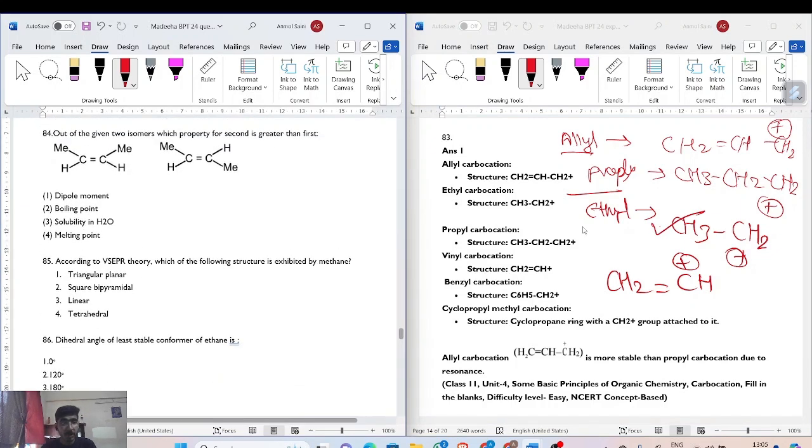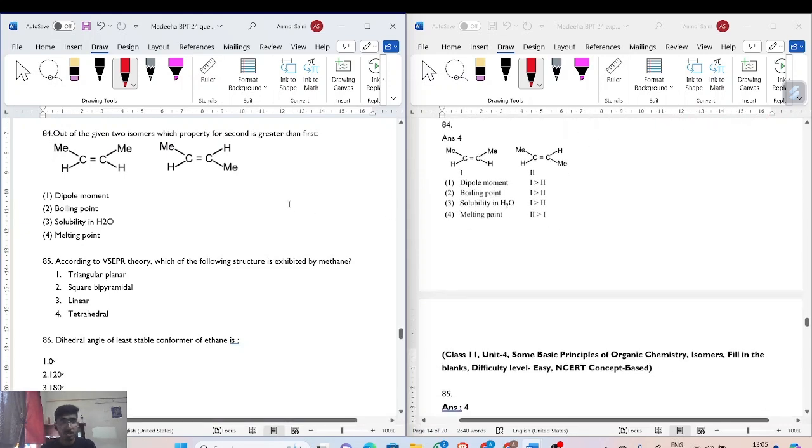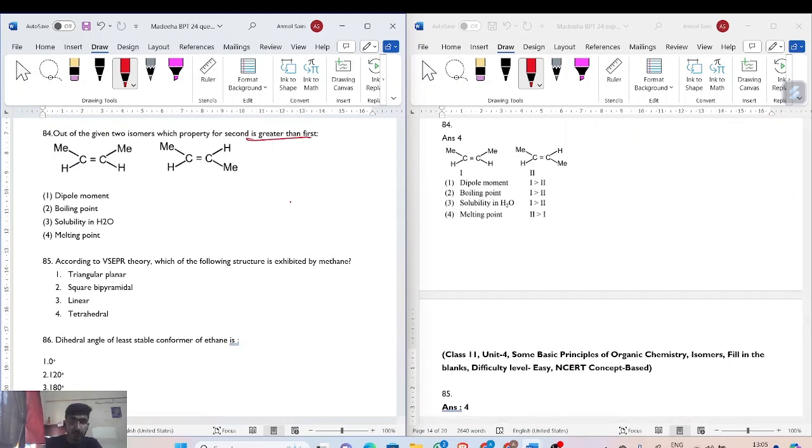Now question number 84. Out of the given two isomers, which property of the second is greater than the first? We have to tell which property of the second is greater than the first. So first of all, dipole moment.